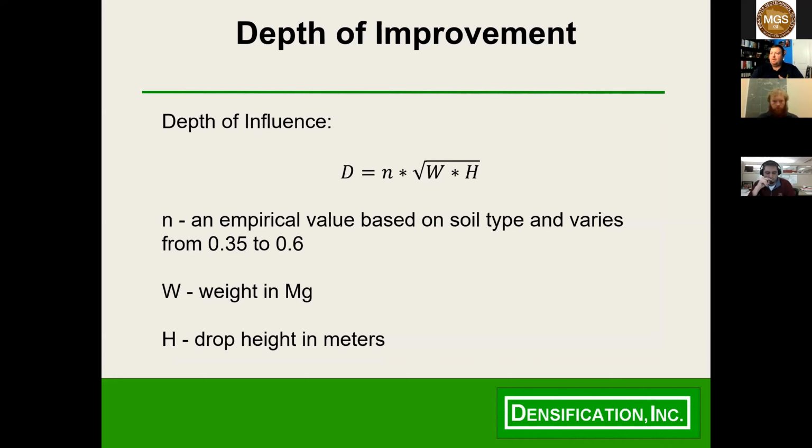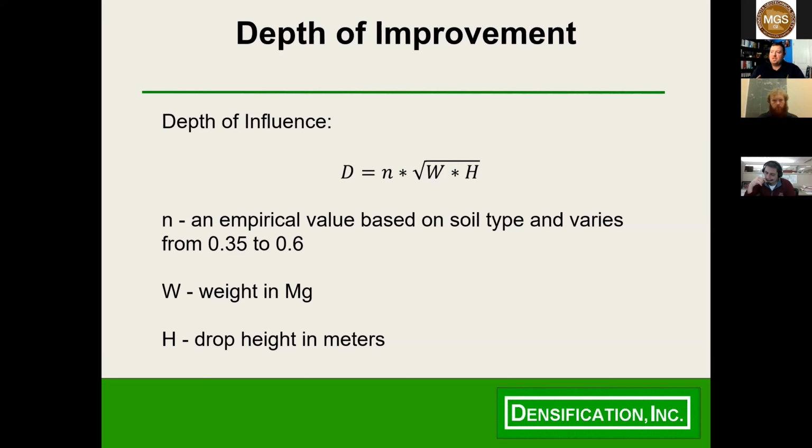Your depth of improvement is going to basically be your weight times your height times an empirical factor. You can see there the range of that is 0.35 to 0.6. The easiest way to think of that is 0.6, the higher end of that empirical value, is really like a clean sand that could transfer energy pretty easily. 0.35 is like municipal solid waste, where there's a lot of voids and you're probably collapsing voids more than you're transferring energy particle to particle.